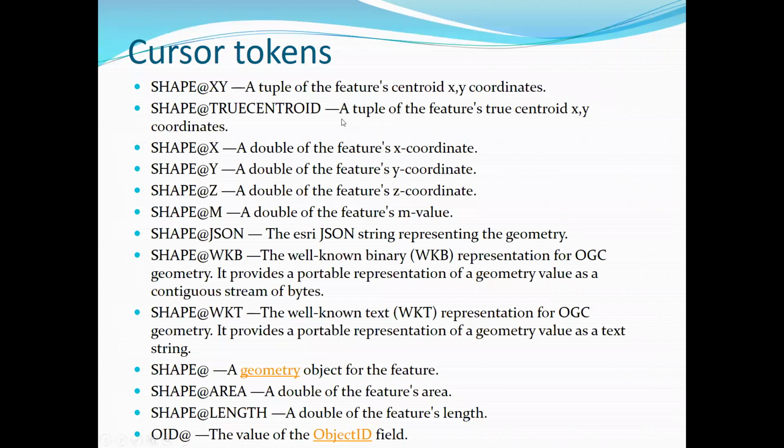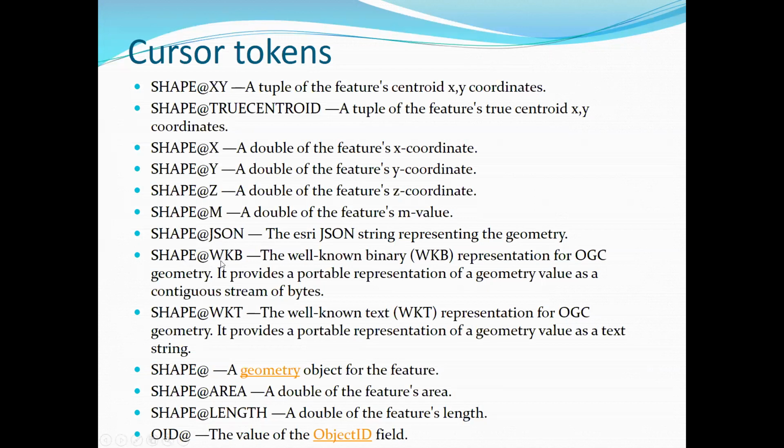True centroid is similar to XY but different. If you don't know what the true centroid is, you can look that up. If you just need the X or the Y or the Z or the M, there are tools for that. If you're dealing with web pages or REST, you need it in JSON. You can pull the shape as JSON inside the cursor just by doing shape at JSON. There are a couple other interchange formats.